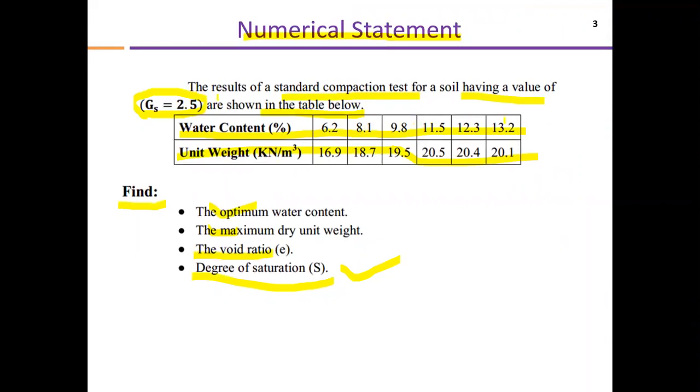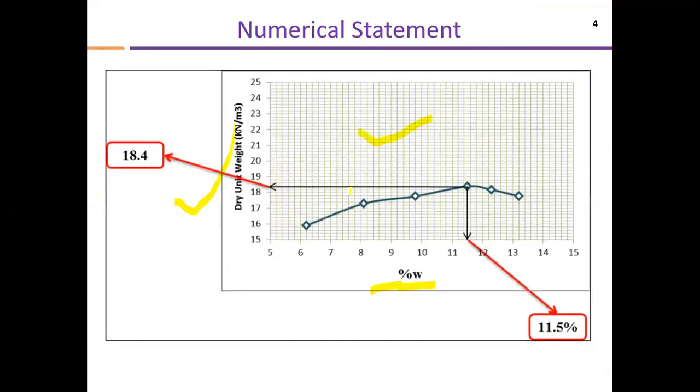Okay, so all these points will be plotted. Like this is the first point, this is the second, third, fourth, fifth, and that is the last point. Now the peak point of the curve will be selected, like this. It will be projected on the y-axis and also on the x-axis.